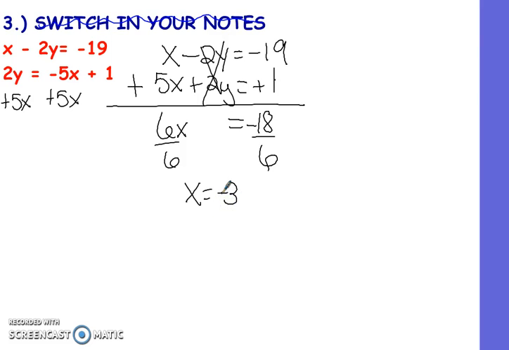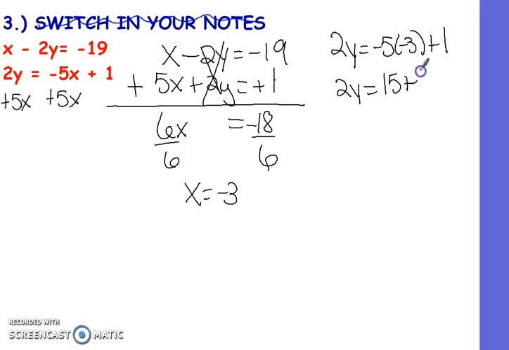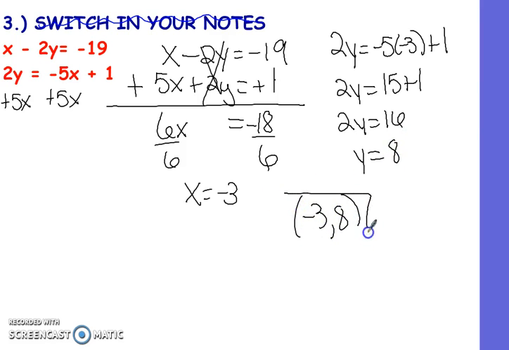Substitute it into one of your originals. I'm going to substitute it into my second equation. 2y equals negative 5 times negative 3 plus 1. 2y equals positive 15 plus 1, which is 16. Divide by 2, and you get y equals 8. So your final answer is negative 3, 8.